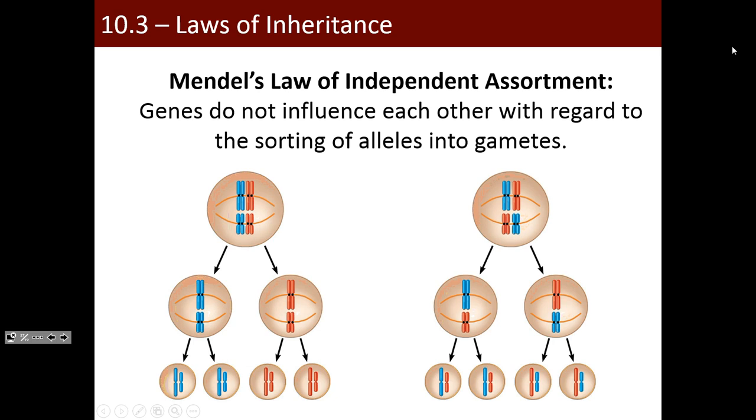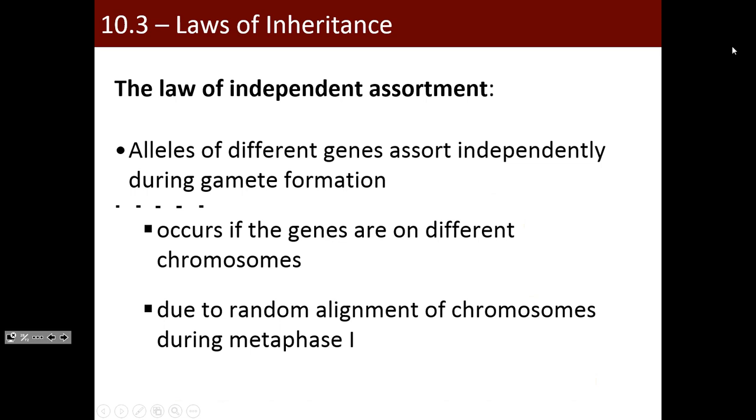There are some caveats to the law of independent assortment, which is that this only occurs if genes are on different chromosomes, because many genes are on the same chromosome. If they're all on the same chromosome, then they're going to go together as a set. The way that this happens is due to the random alignment of chromosomes during metaphase 1 of meiosis. And again, we'll get to meiosis on the flip side.